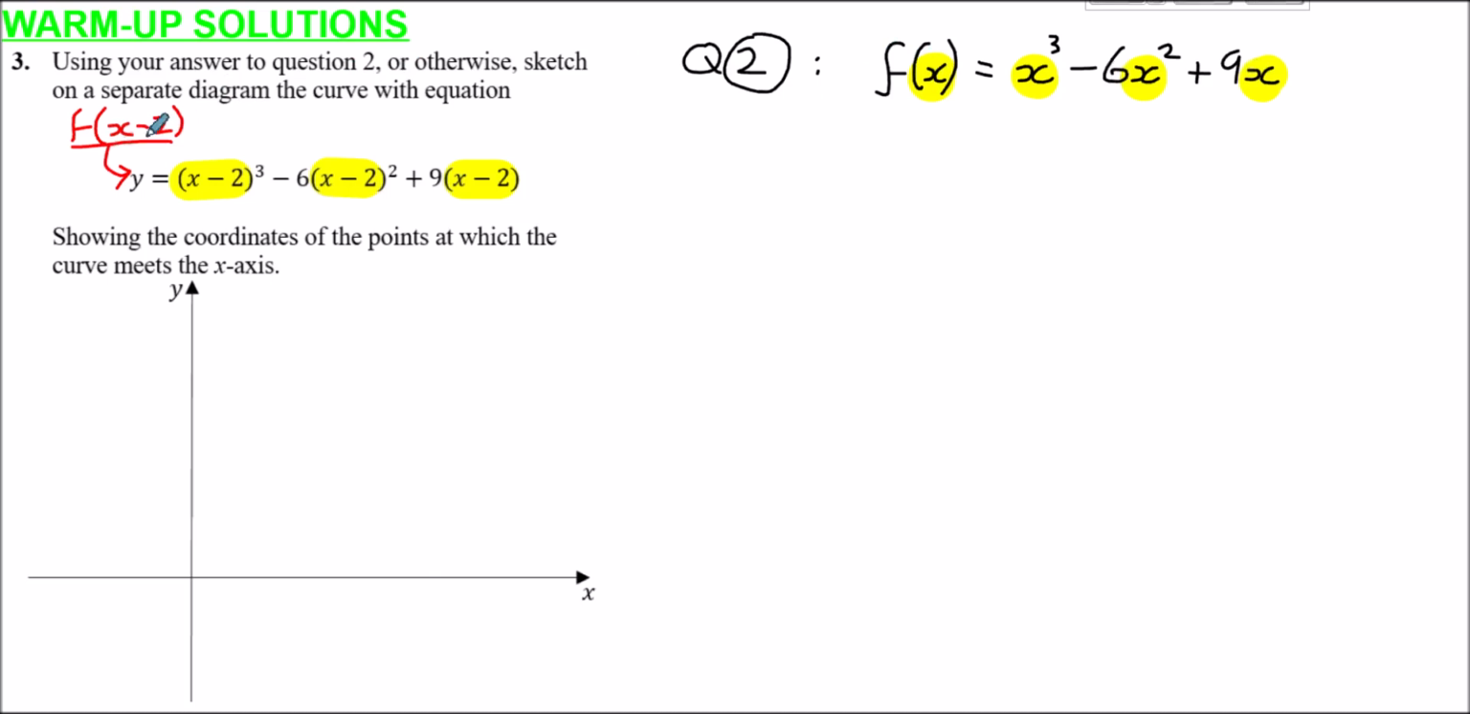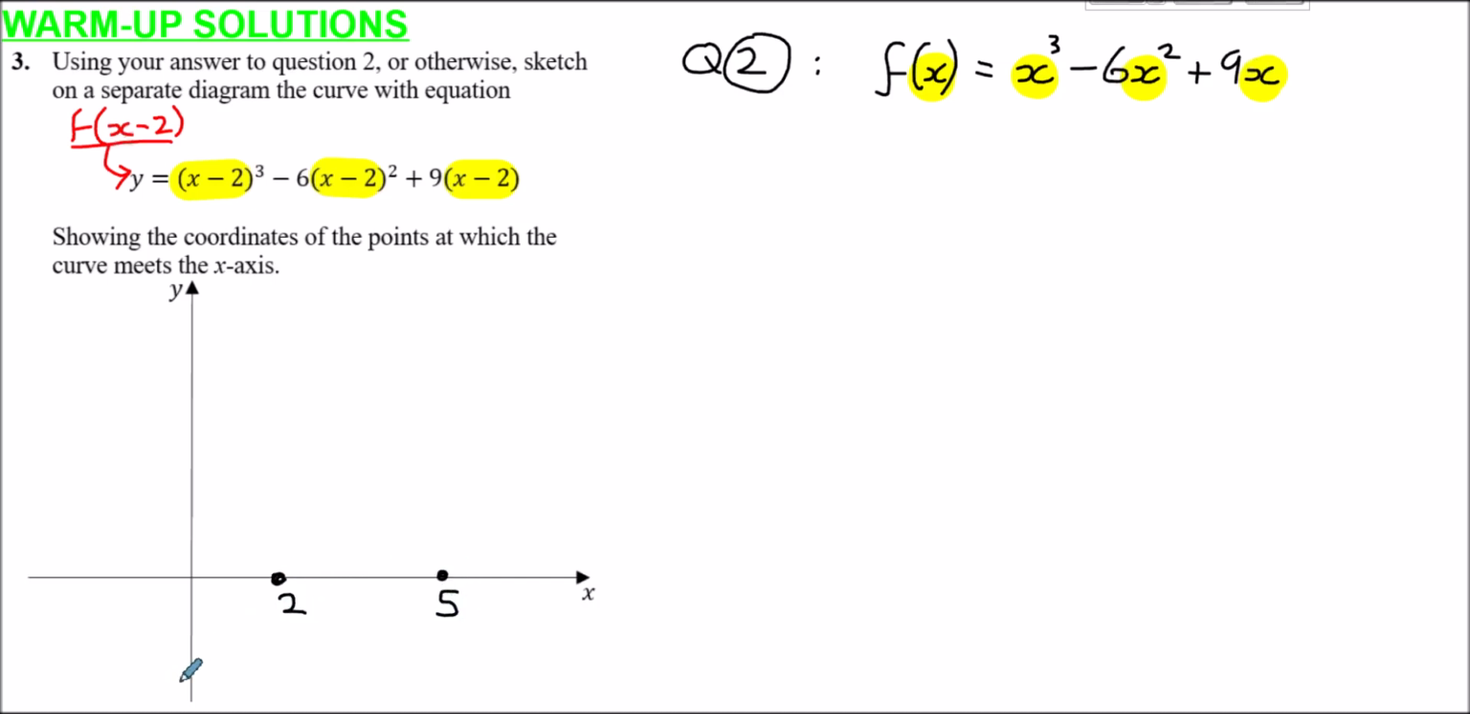So we need to remember our graphical transformations. To go from f of x to f of x minus 2, it's actually a translation of positive 2 units in the x direction. Remember, when the change happens inside the brackets, it works in the opposite way to what common sense would tell you. So rather than subtracting 2 from each x-coordinate, we add 2 to each x-coordinate. Before, the x-intercepts were 0 and 3, so we add 2 to each of those. 0 plus 2 becomes 2. 3 plus 2 becomes 5. So we've got intercepts here at 2 and a repeated root at 5.